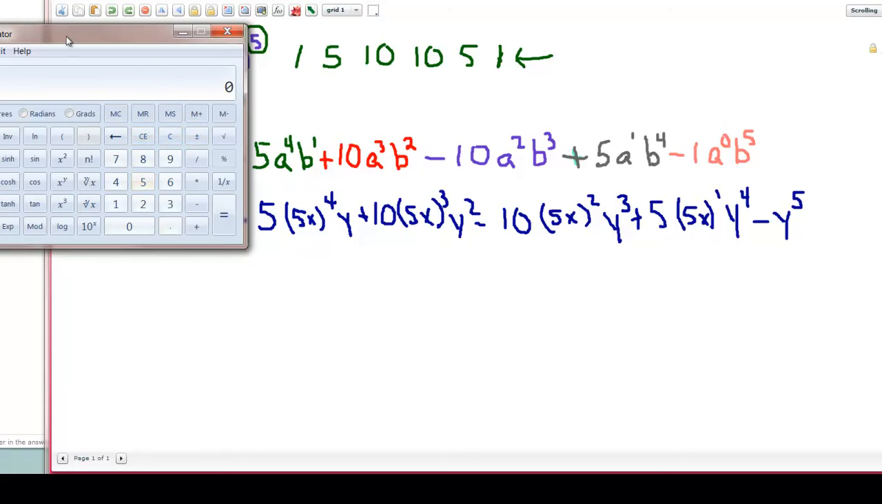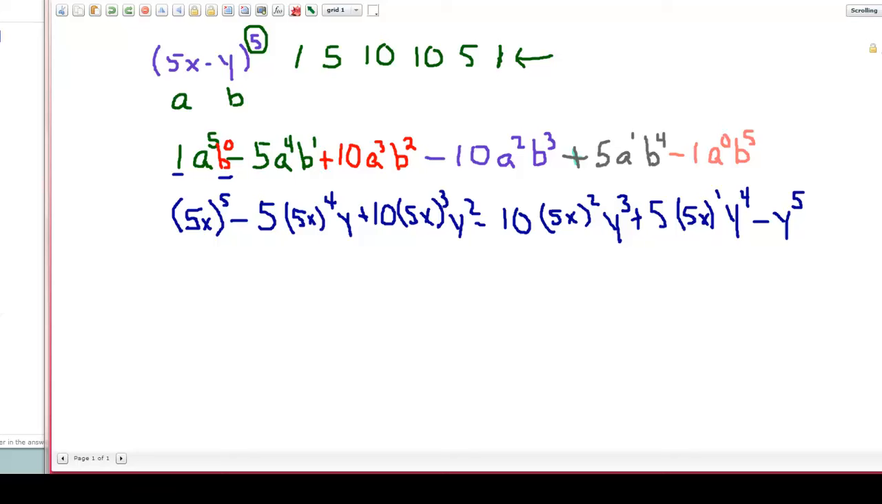I like that term. Anyways, okay, 5 to the 5th power is 3,125. All right, so 5 to the 5th power is 3,125, and then we have x to the 5th minus, okay, now here we go.